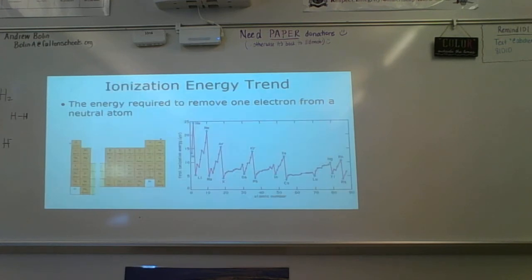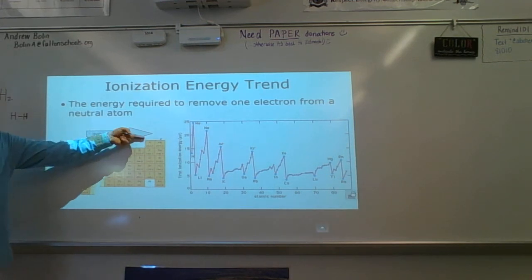All right, ionization energy trend. So basically all this means is it's just the energy required to remove one electron from a neutral atom. So I'm telling you that hydrogen is neutral. It really has no charge, but the energy that's required to take away that electron increases as you go further up and over.